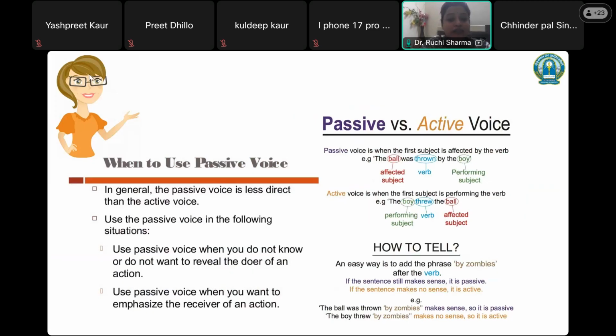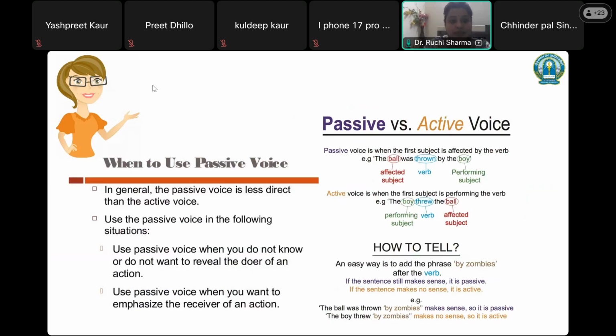And how to tell? An easy way is to add the phrase "by zombies" after the verb. If the sentence still makes sense, it is passive. If the sentence makes no sense, it is active. Okay, so "the ball was thrown by zombies" makes sense, so it is passive. "The boy threw by zombies" makes no sense, so it is active. The boy threw the ball makes sense, but "the boy threw by zombies" is not making any sense. So in a passive sentence, if it was done by so-and-so person, whenever you can use "by so-and-so", you will know that this is a sentence that is in passive voice.